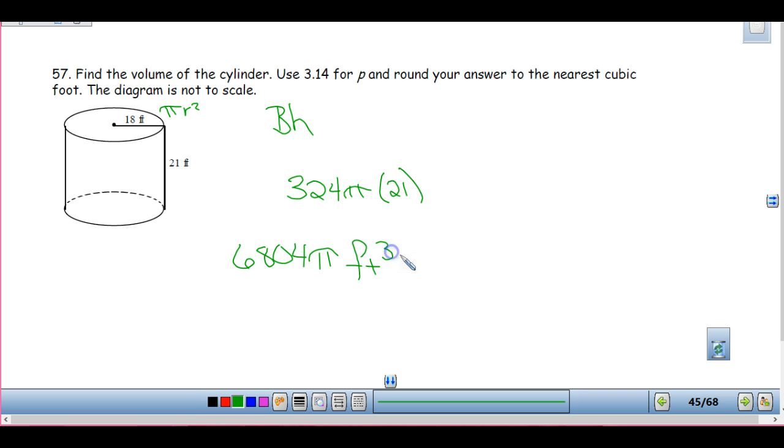Feet cubed, or multiply it out and we get 21,375.4 feet cubed.